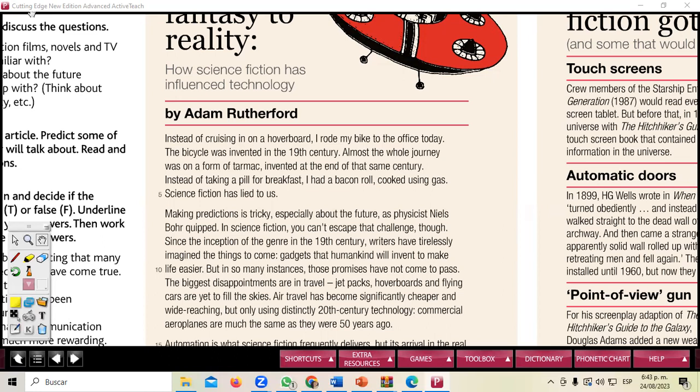The biggest disappointments are in travel. Jetpacks, hoverboards, and flying cars are yet to fill the skies. Air travel has become significantly cheaper and wide-reaching, but only using distinctly 20th century technology. Commercial airplanes are much the same as they were 50 years ago.